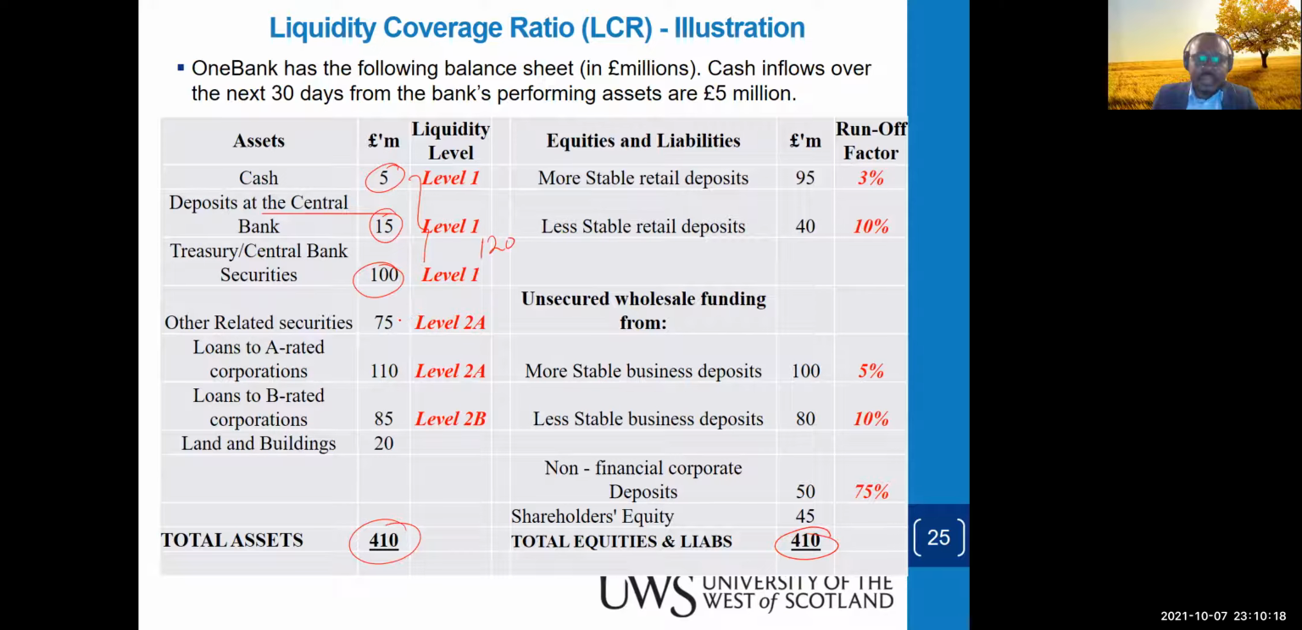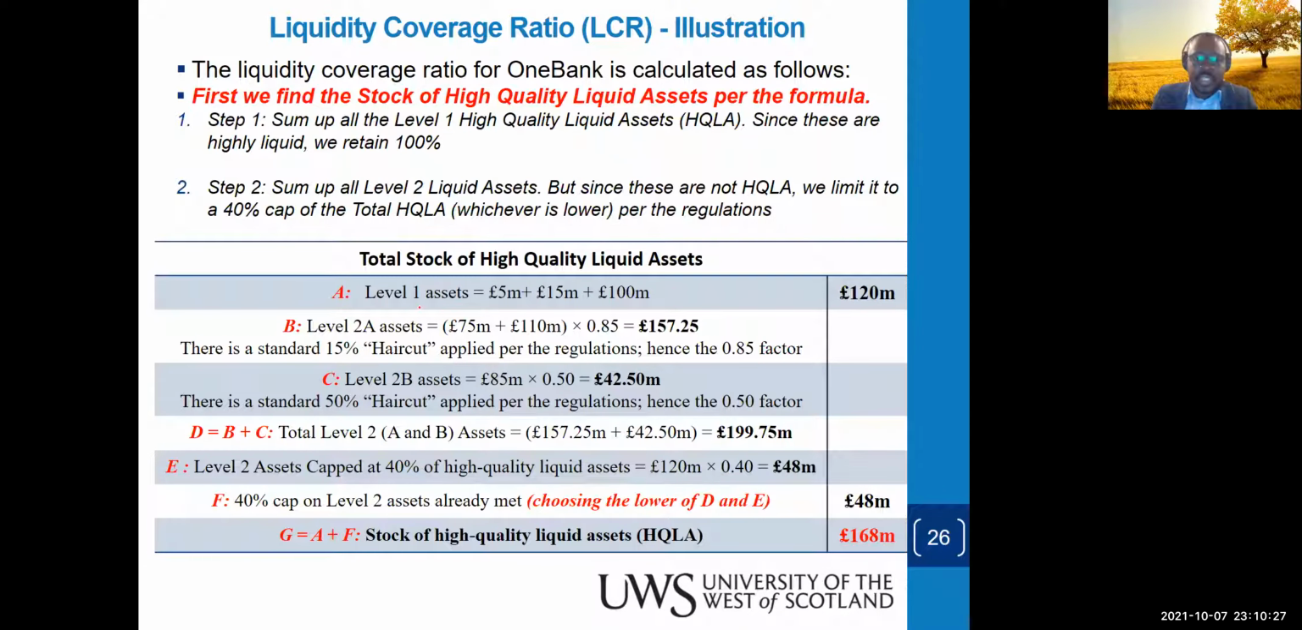Now we sum the level 2s, okay? I will work everything. Land and buildings are not part, okay? So A, you sum the level 1 and you are getting 120, right? B, so I'm making it step A, point B. The level 2A gives us this, right? C, the level 2B gives us this, all right? And remember, there's a haircut applied, okay? There's a haircut applied of 15%, all right?